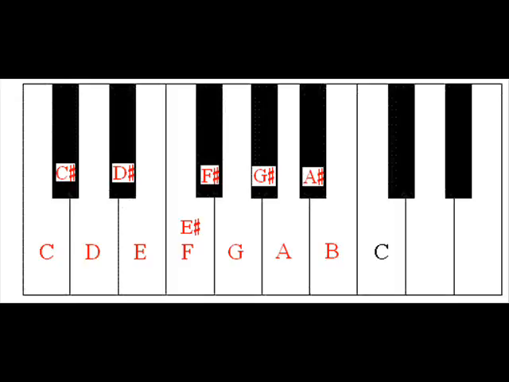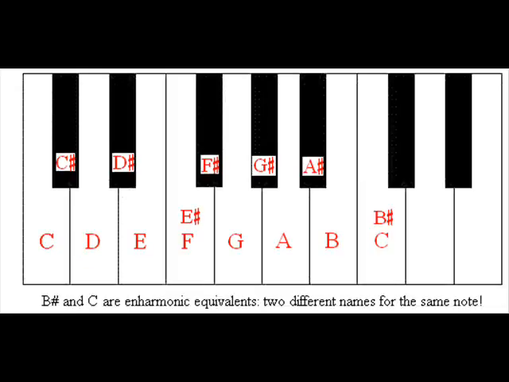Moving from B to B sharp, we again find that there is no black key to move to. The nearest adjacent note, which is a white key, is C. Therefore, B sharp and C are enharmonic equivalents, the same note spelled two different ways.